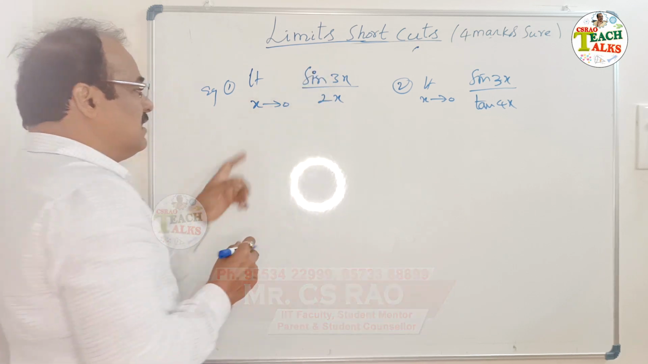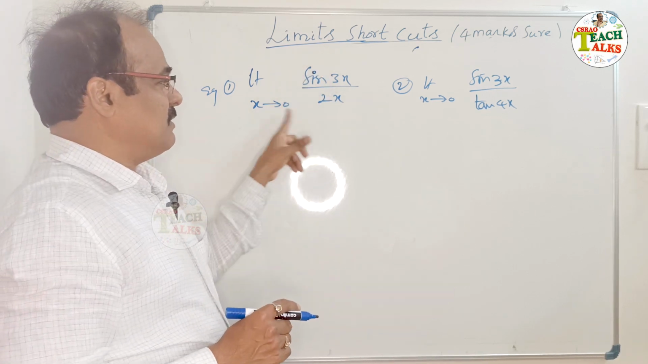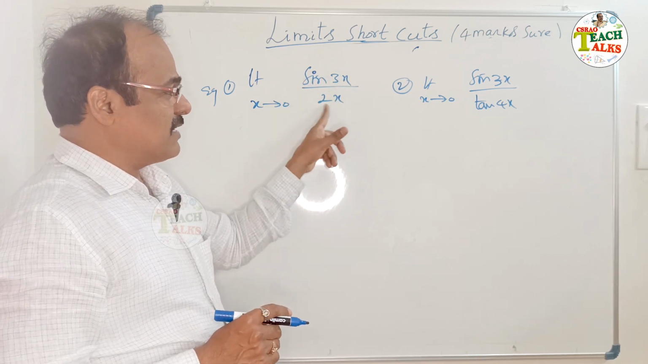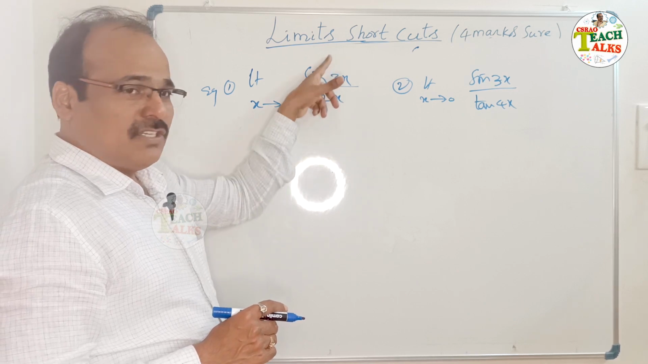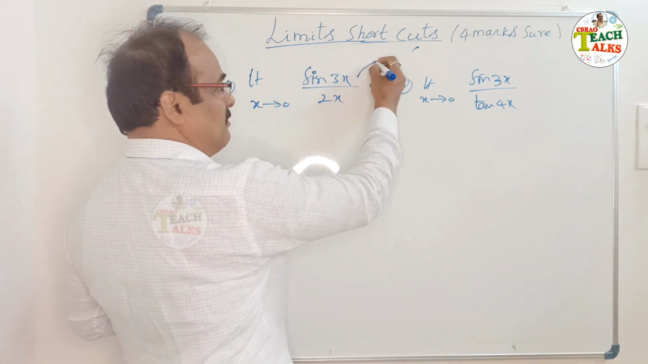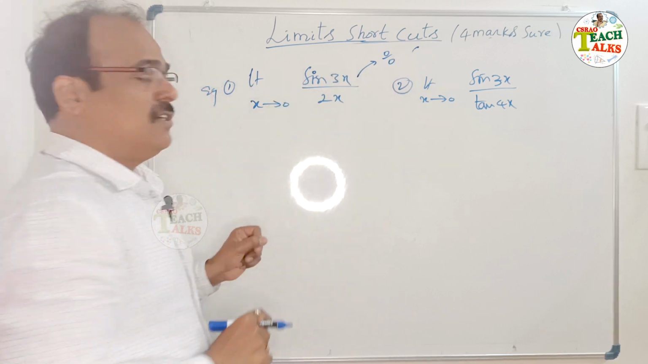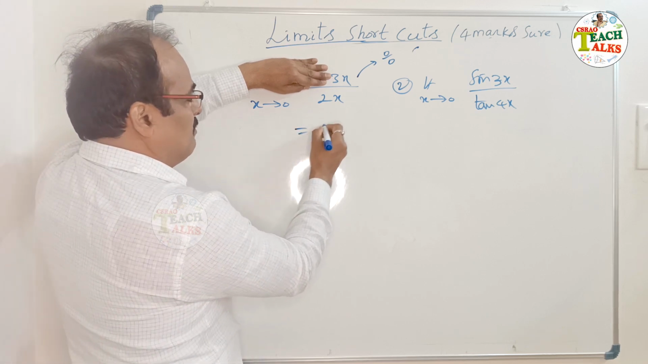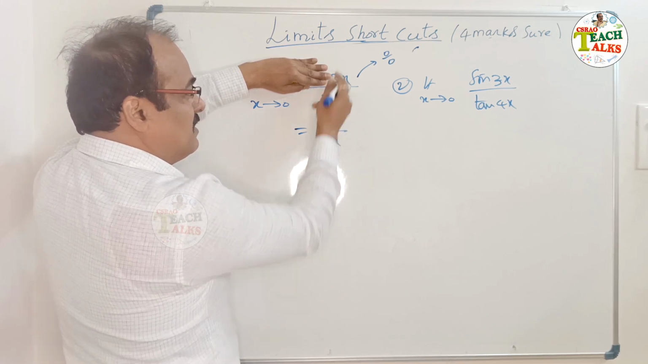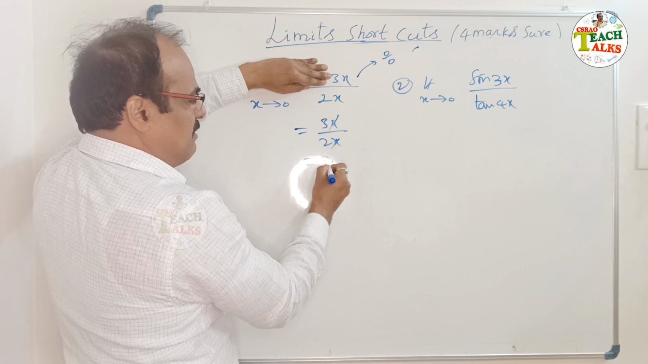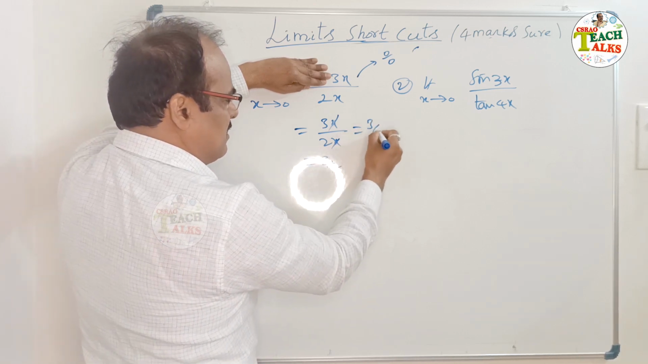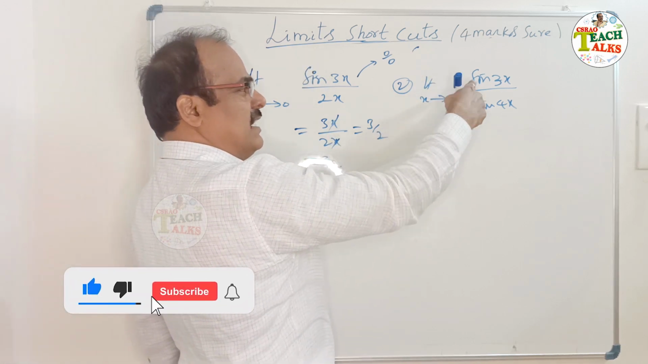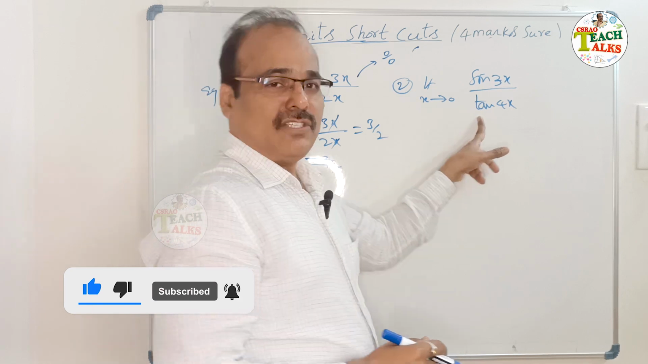Already I told you, limit x tends to 0, sin 3x by 2x. If you substitute 0 here, sin 0 by 2 into 0 is 0, so it is 0 by 0, an indeterminate form. Just remove the sin. What do you see? 3x by 2x, the x gets cancelled, 3 by 2. So 3 by 2 is the answer. And here you see, the sin and tan combination is also there.